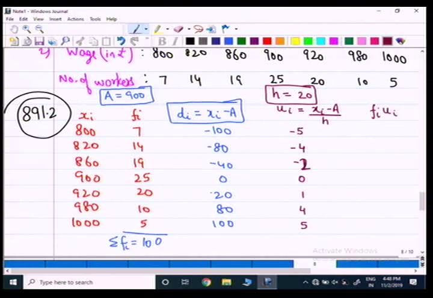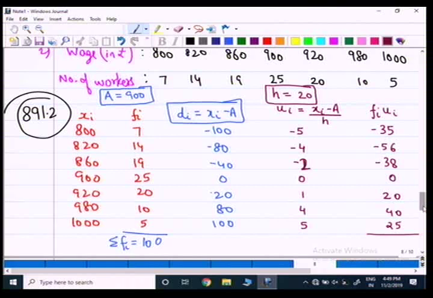Now I just have to multiply Fi into Ui. So when we multiply Fi into Ui, 7 into negative 5 is negative 35, 14 into 4 is 56, 19 into negative 2, 25 into 0, 20 into 1, 10 into 4 and 5 into 5. So these are the values we are getting.